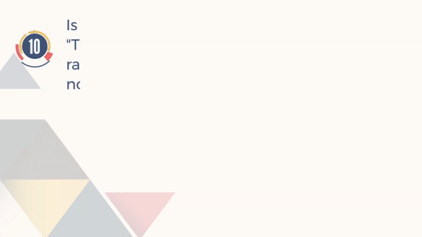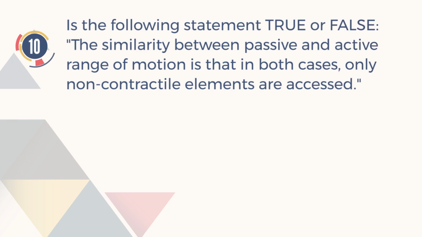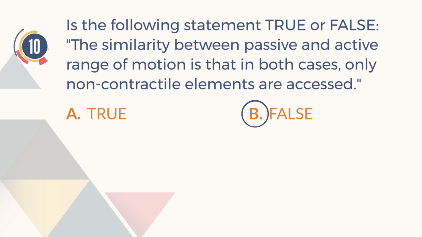Number 10. Is the following statement true or false? The similarity between passive and active range of motion is that in both cases, only non-contractile elements are accessed. A. True. B. False. The answer is B. False.